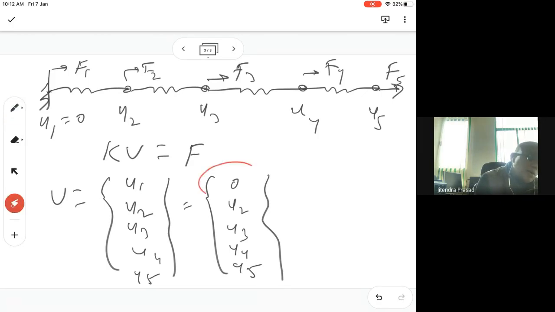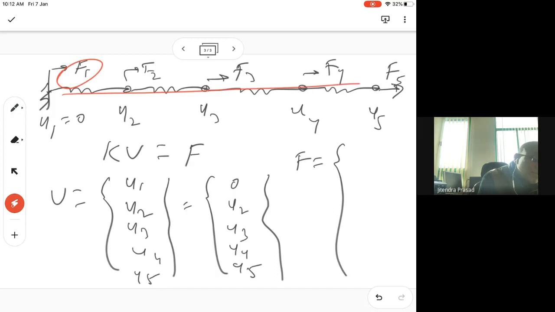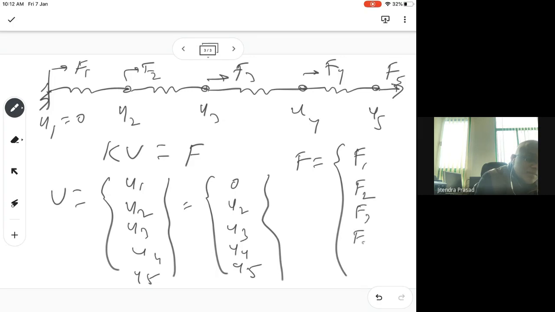Okay, now given this displacement, for F we can also find out. In this case, F is equal to whatever force we apply on this system. So we have F1, F2, F3, F4, F5. Here there are 5, so this is an example where we have 5 degrees of freedom. Now the only thing remaining is what is the value of K.